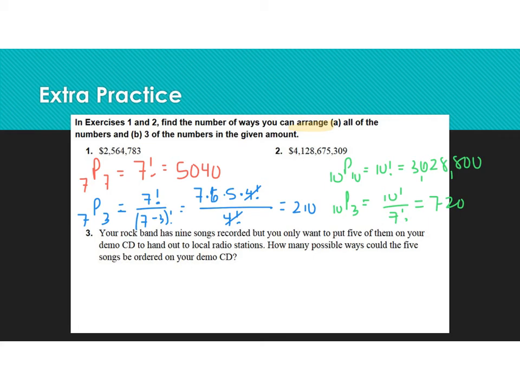So when you're reading these, you just really need to make sure you're looking at, is order important or not? So here, order is important. So I have 9 songs, and I want the permutation of taking 5 at a time. That's going to be 9 factorial over 9 minus 5 factorial, which would be 4 factorial. So I'm going to do 9 times 8 times 7 times 6 times 5, and you get 15,120 options for those 5 songs on your CD.